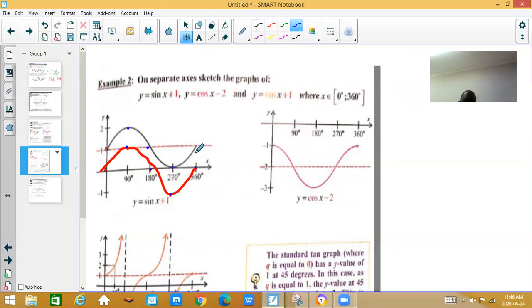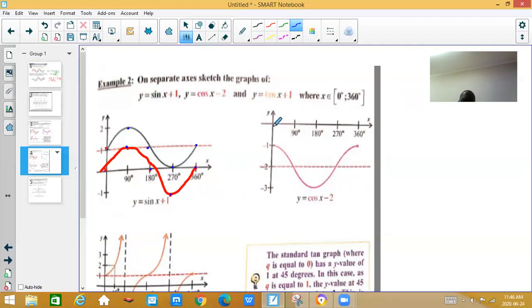Each point, the same graph has been shifted 2 units upwards. 2 units upwards. That is what we have here. It is the same graph, but has been translated 2 units positively. Now, let us go on to the cosine.